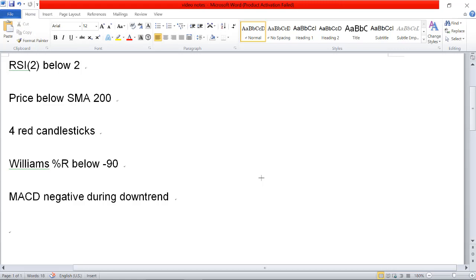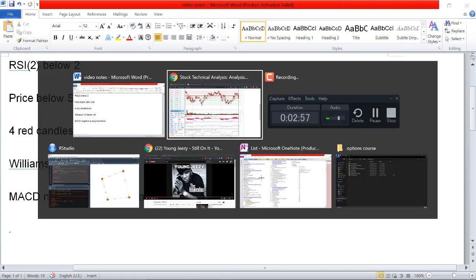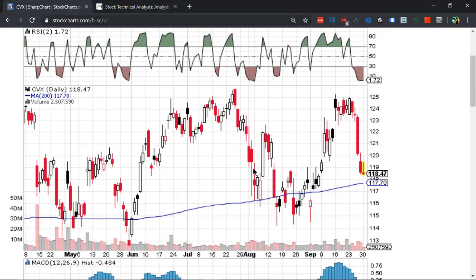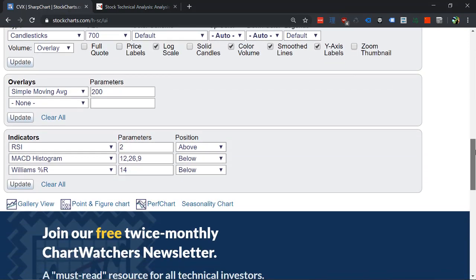You don't have to have any sort of paid system. All you have to do is have an internet browser. And if you go to a website called stockcharts.com, you can get all of these down here. The simple moving average will be an overlay, but everything else that I've shown you is an indicator. It's all the same. It's all technical signals.